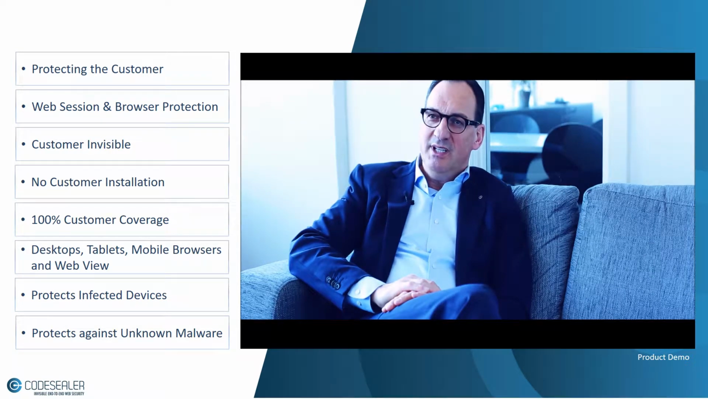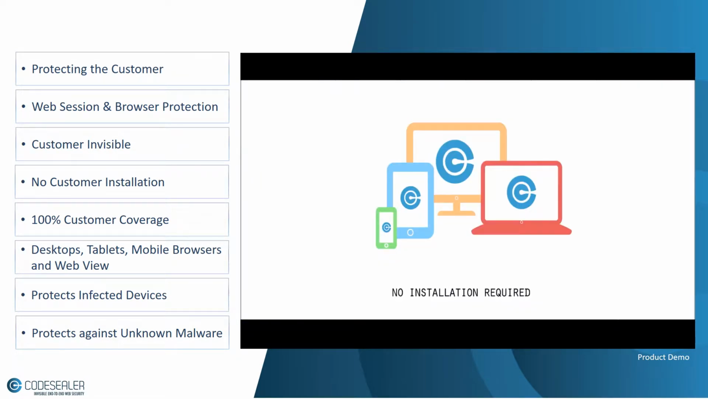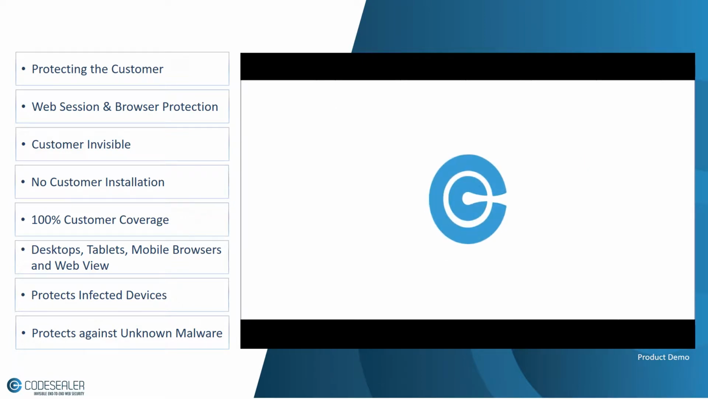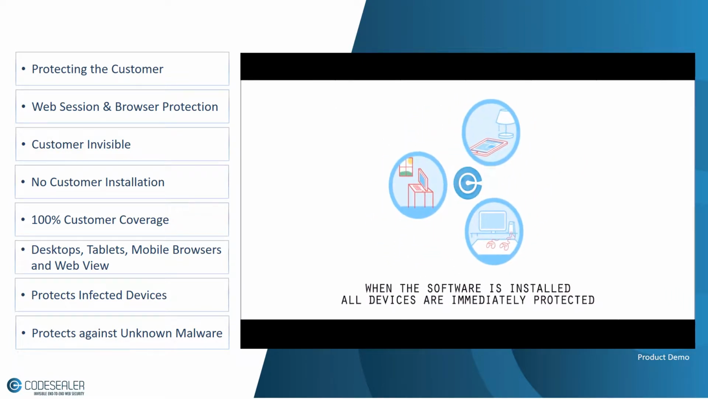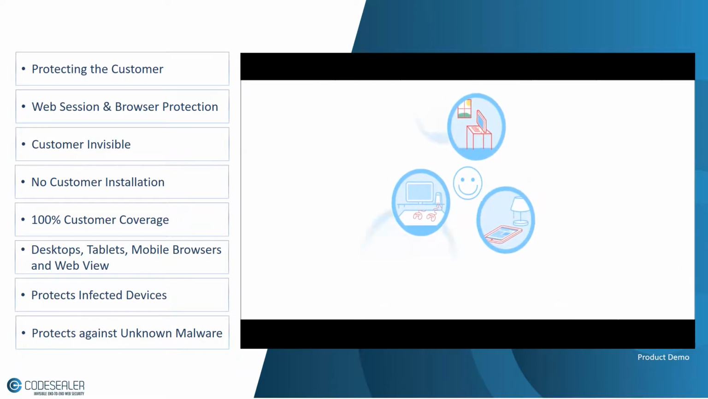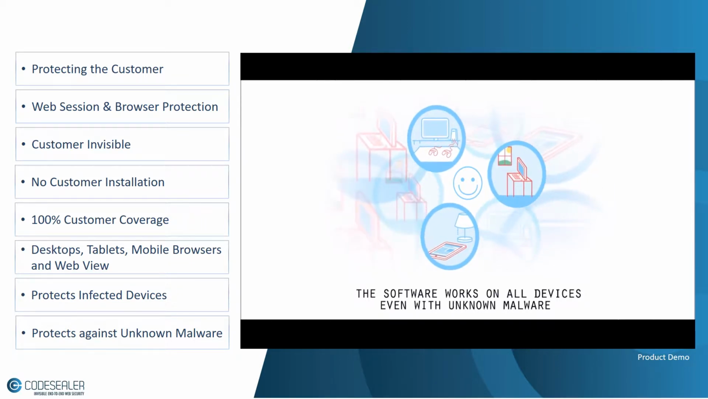What makes our software unique is the fact that the end users do not have to install anything on any of their devices. The software is completely invisible to them. In fact, they don't even know that it is there. On the other hand, for our customers, the advantage is that at the moment that they deploy our software, all their end users are immediately being protected. And by the way, the software works on all devices and even with unknown malware.